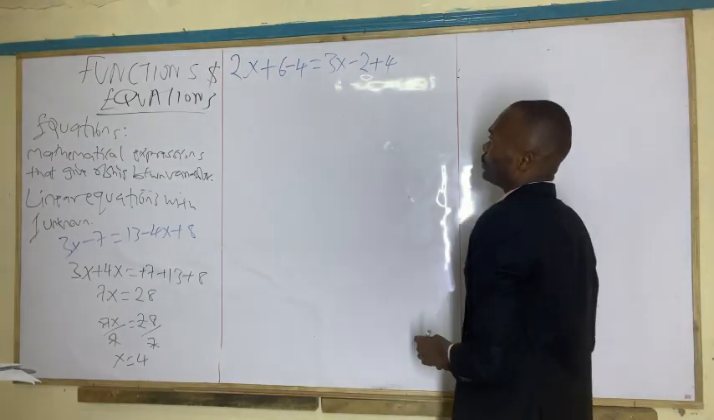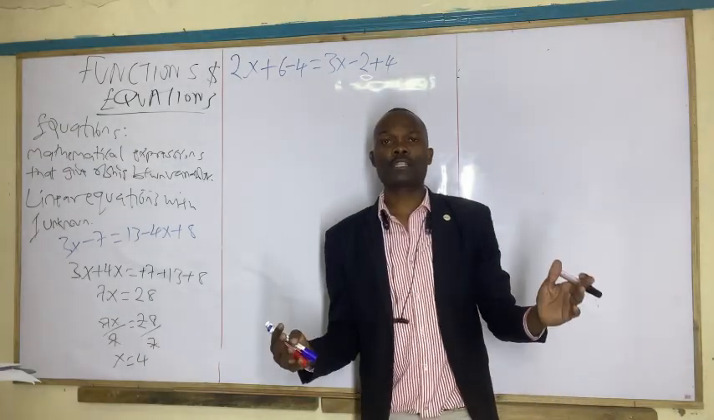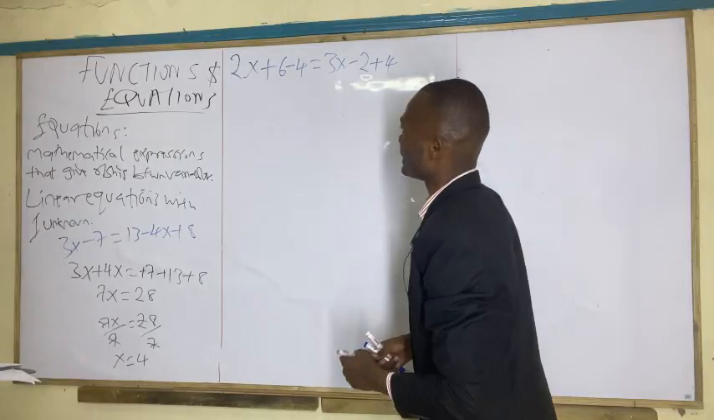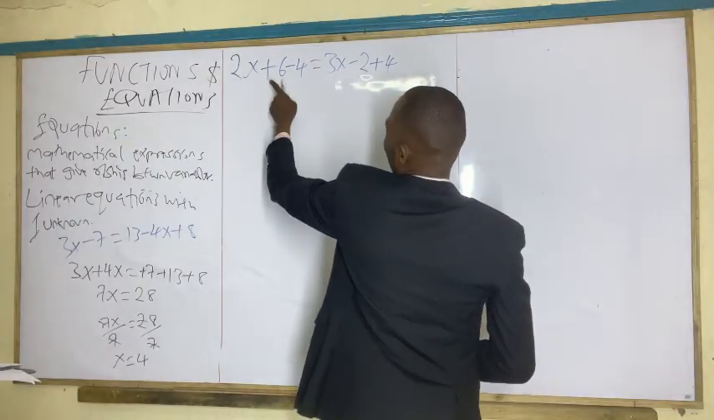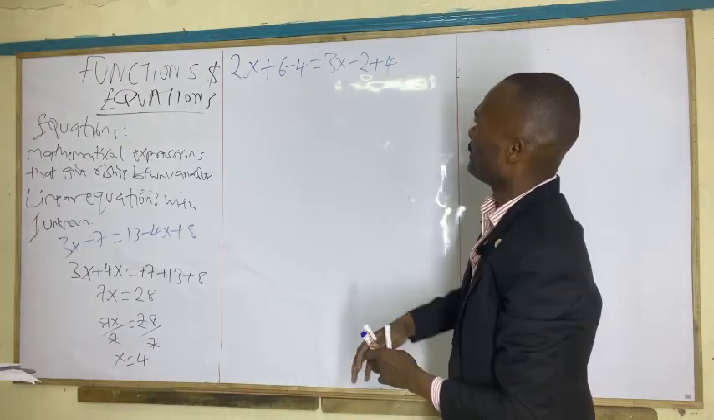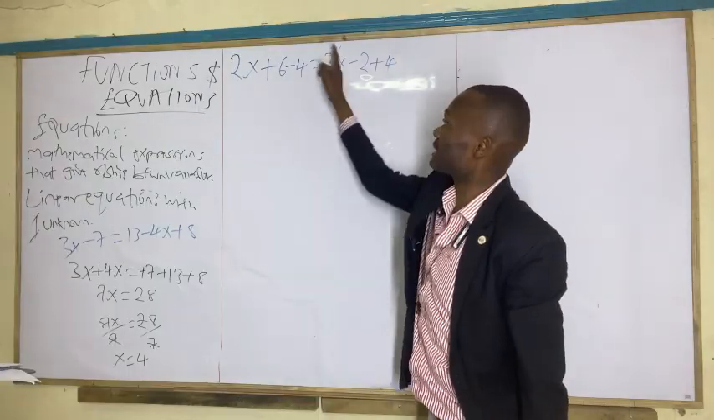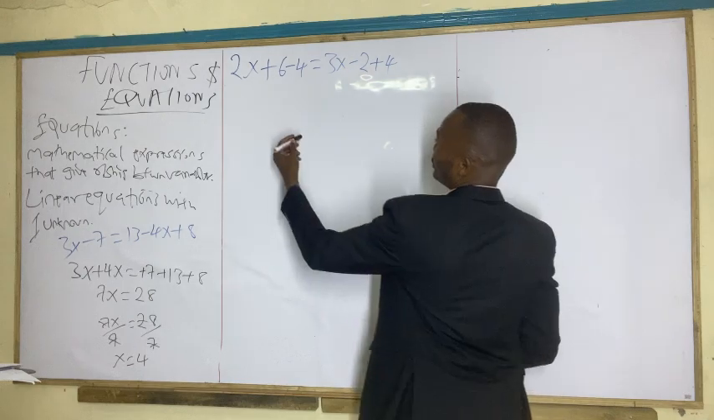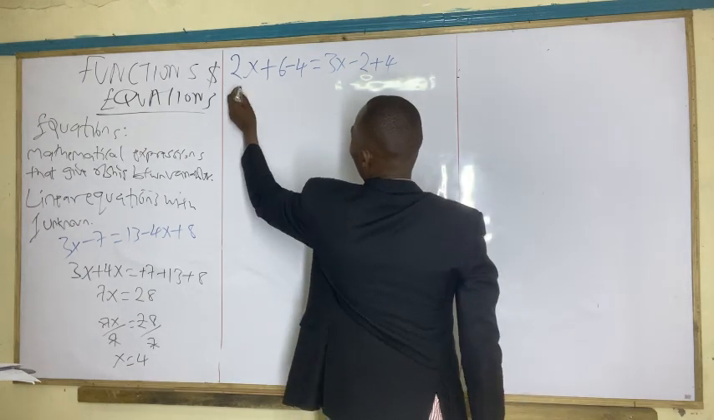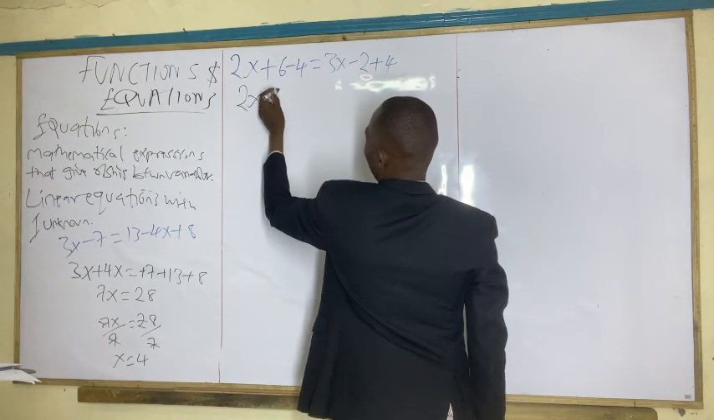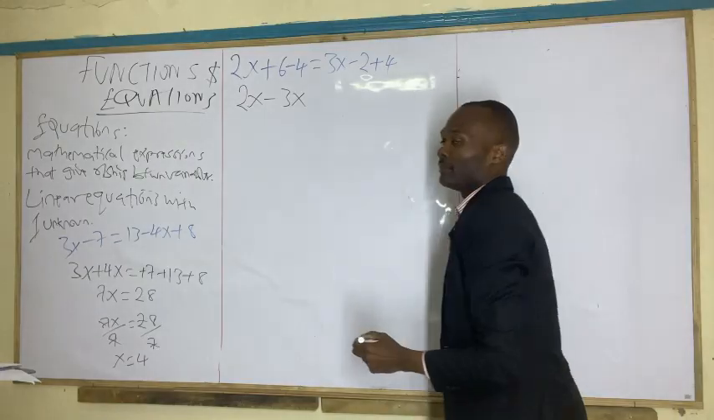Let's start. We said we put like terms together. What are the like terms? They are known. So we have 2x here. Here we have 2x positive. So what do we do? We take it to the other side. On the other side, it becomes a negative. Therefore, it will be 2x minus 3x. Do you understand?